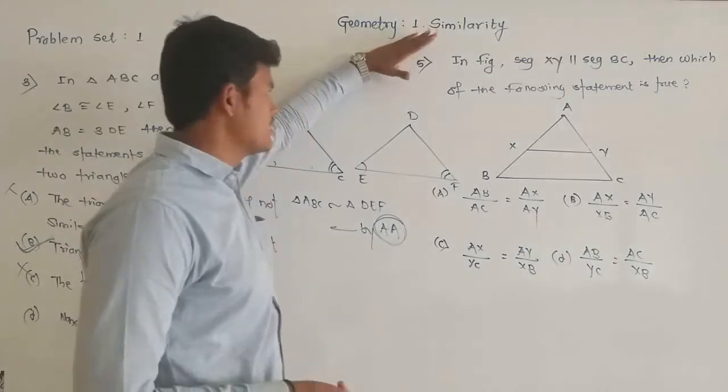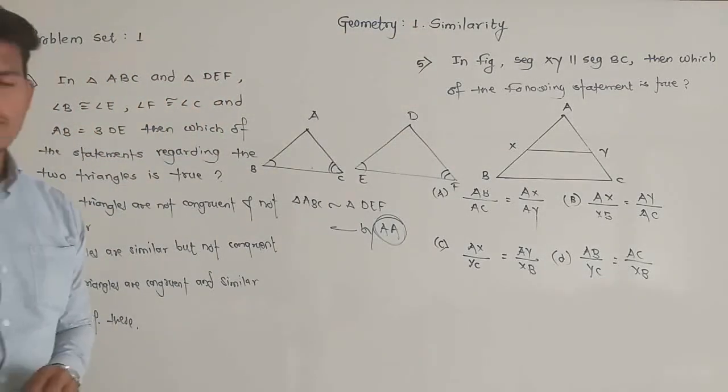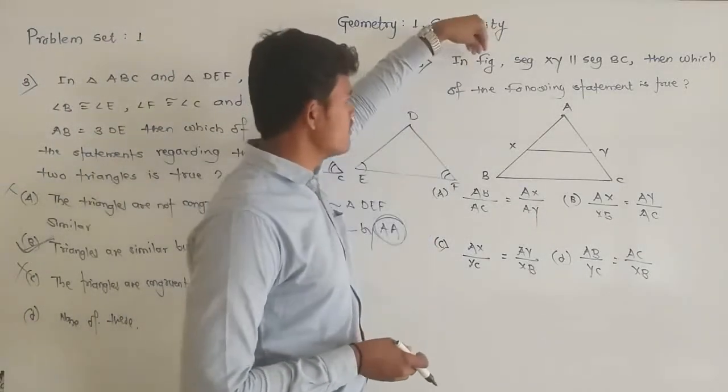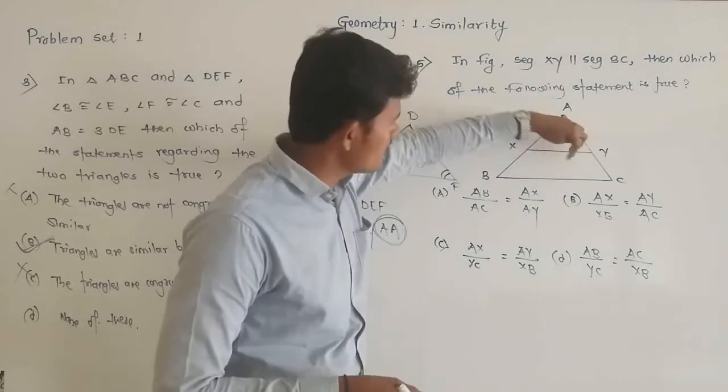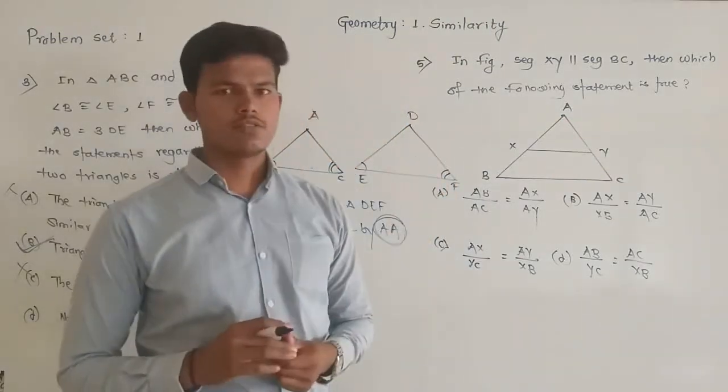Now directly MCQ number 5, because question number 4 is already covered in practice set 1.4. So MCQ number 5: in the figure, segment XY is parallel to the segment BC. Then which of the following statements is true?